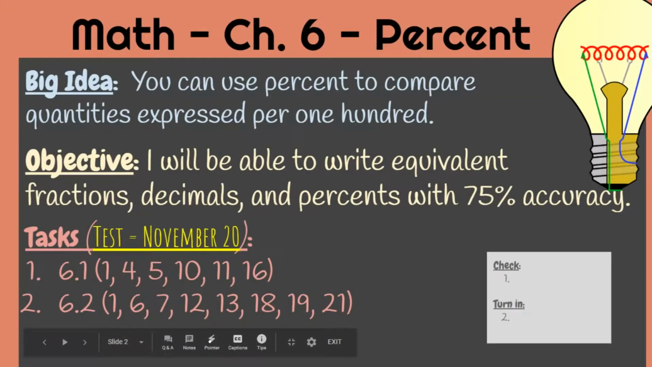Our objective for today is that I will be able to write equivalent fractions, decimals, and percent with at least 75% accuracy on my daily work. I know many of you would like it to be higher than that. Our test date this year will be on November 20. If that's different, then your teacher will let you know, and then you can write it down in your planner.